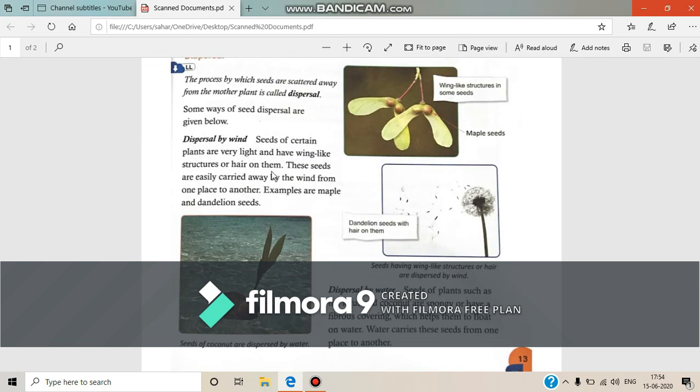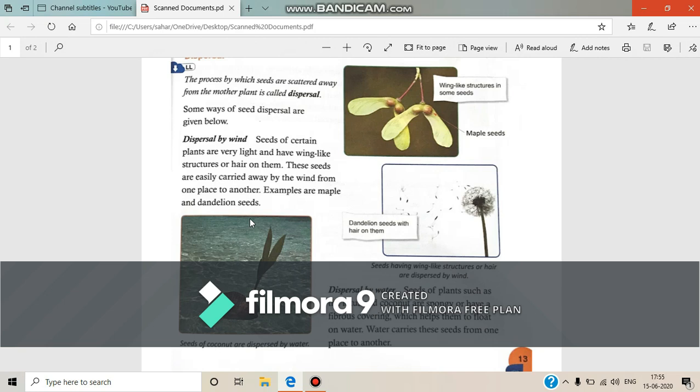So, let's first talk about dispersal by wind. Seeds of certain plants are very light and have wing-like structures or hair on them. These seeds are easily carried away by the wind from one place to another. So examples are maple and dandelion seeds. Now, seeds that are small in size, light in weight, have wing-like structures or long hair around them can be dispersed by wind.